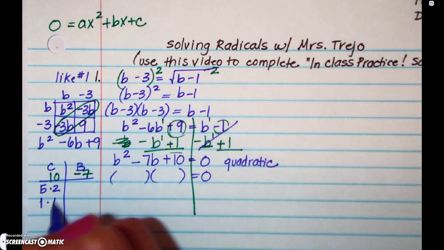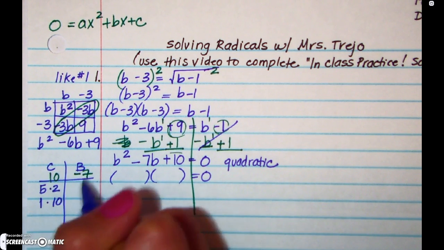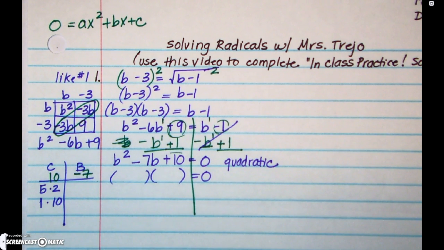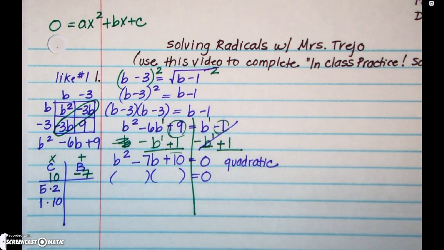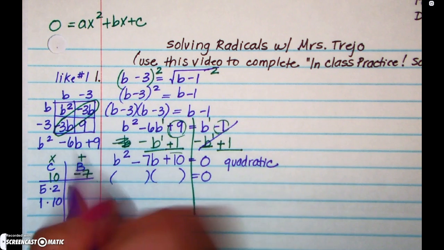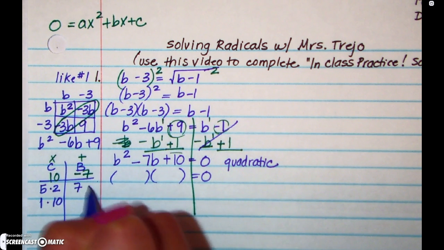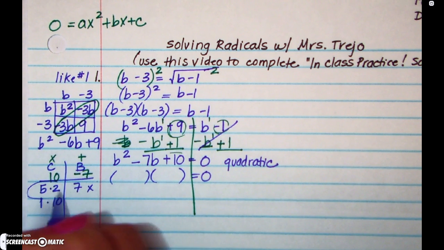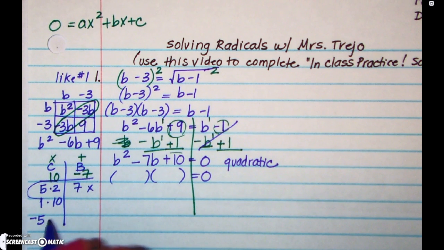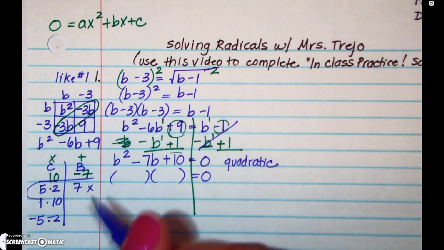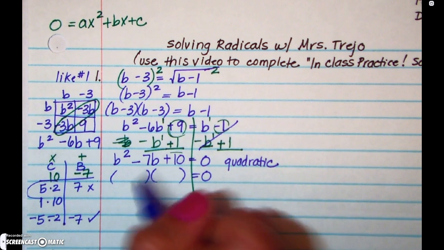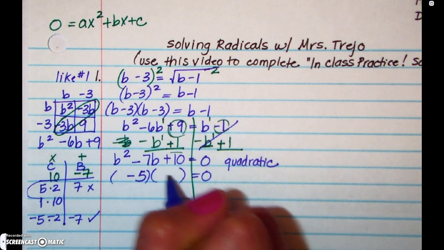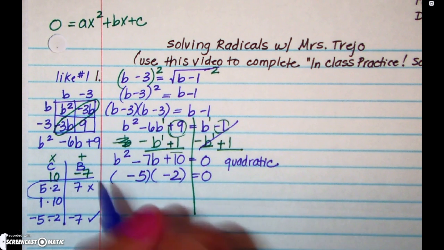Well, I know it's 5 times 2 and 1 times 10. If I multiply them together and then add them together, 5 plus 2 is a positive 7. So that's not the right answer, but I know that I'm close. So I'm going to go ahead and make these both negative. And a negative 5 plus a negative 2 gives me a negative 7. So those are my factors, negative 5 and negative 2.